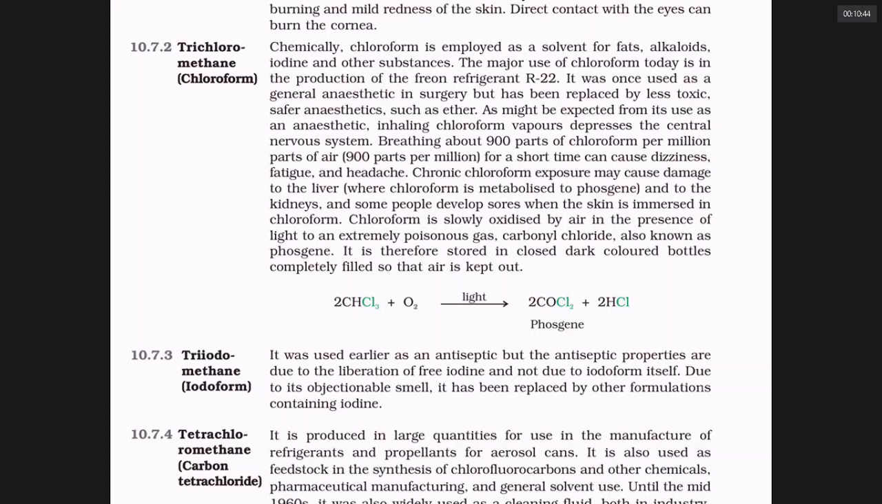Note that phosgene can be destroyed by adding ethyl alcohol. You take chloroform, add a little ethyl alcohol, and phosgene can get destroyed. That's not an issue. The issue with chloroform is that it is supposed to cause cancer in long-term use. Carcinogenicity is the big problem. Moreover, if some people who are allergic come in contact with chloroform, they get skin rashes and irritation.